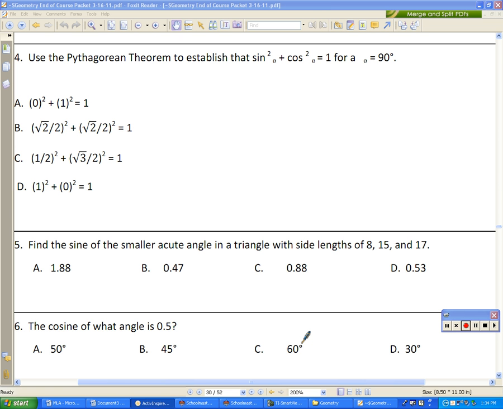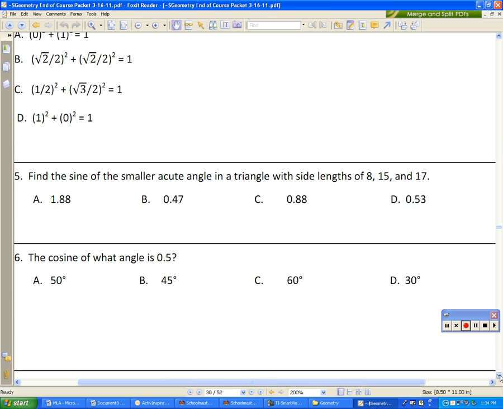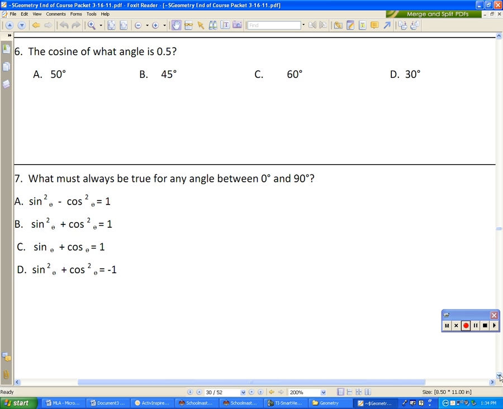Okay? So if you don't have a calculator that you can use to just guess and check, draw the appropriate triangles and use those to figure it out.